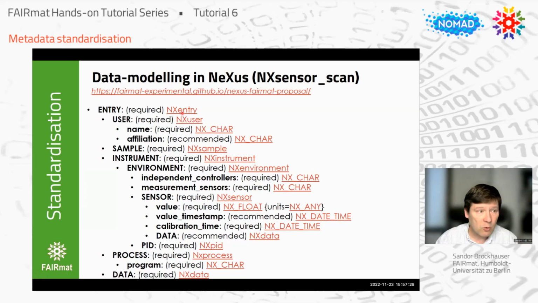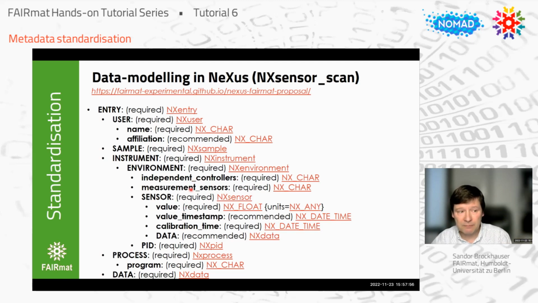What we can do is have an entry, which is a description. Let me show it to you. We have an entry, which is the experiment itself. Within it, we can speak about the user, describe the sample, and describe the instrument. Within the instrumentation, we have the environment, where we have the independent controllers, which independently change the environment settings, for example temperature or pressure.